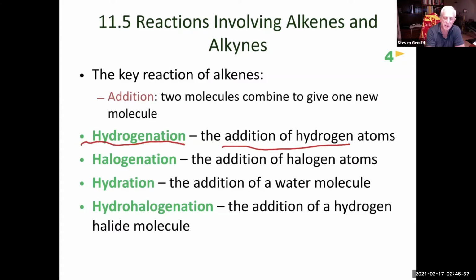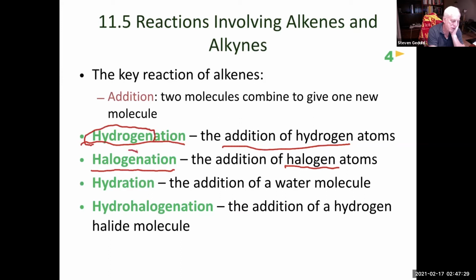That's what we did with the cis to trans fatty acids. So hydrogenation means to add hydrogen. Halogenation means to add a halogen. A halogen is fluorine, chlorine, bromine, iodine. That's one of the halogens. So hydrogenation is adding hydrogen. Halogenation is adding a halogen, I'm sorry. So hydrogenation is hydrogen being added.